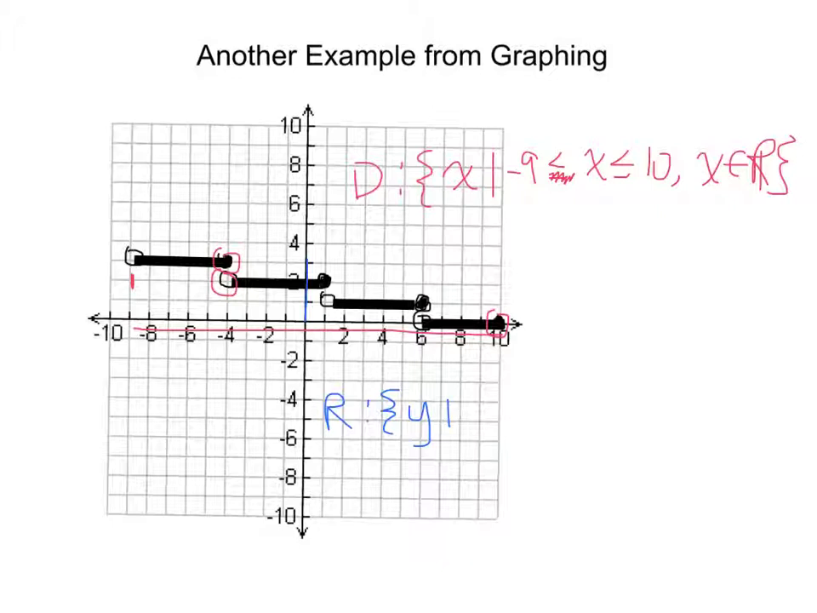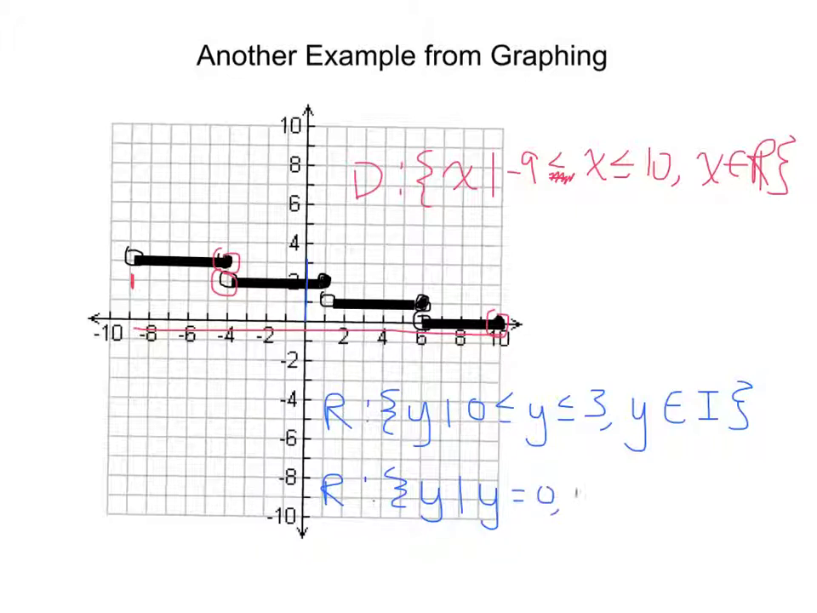So y such that 0 is less than or equal to y is less than or equal to 3, where y is an element of the integer set. That tells us that there are only going to be integers between 0 and 3. And we actually could write this another way as well. Just because it's a really small set, you could write that the range is y such that y is equal to 0, 1, 2, or 3. Both ways work. One uses a few more symbols, but it's a nice small set, so you can do either one.